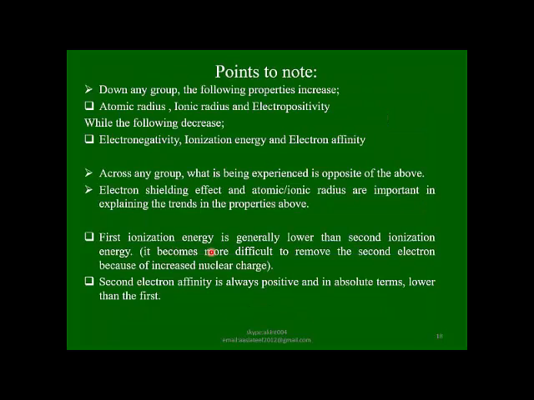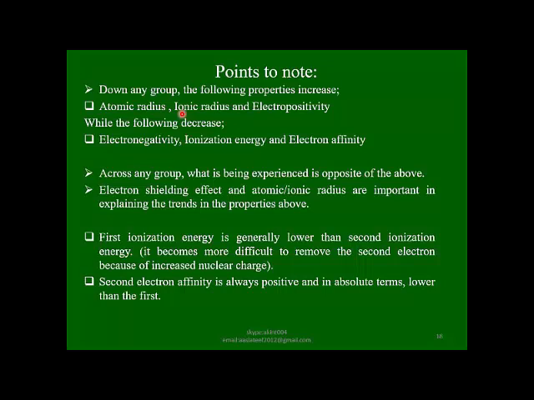These are points to note. In summary, down any group, atomic radius, ionic radius, and electropositivity increase, while electronegativity, ionization energy, and electron affinity all reduce down the group. So the opposite is happening across the period. Electron shielding effect and atomic radius are important when you want to explain the trends in the properties above, as we have seen in the presentation earlier.